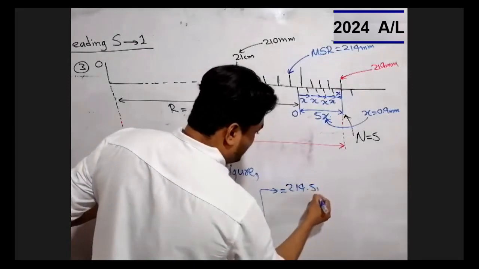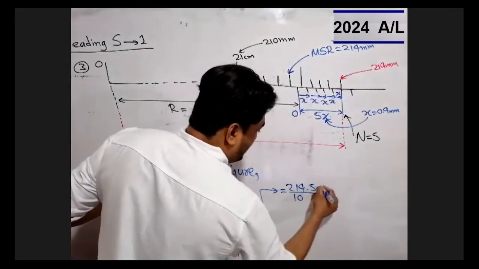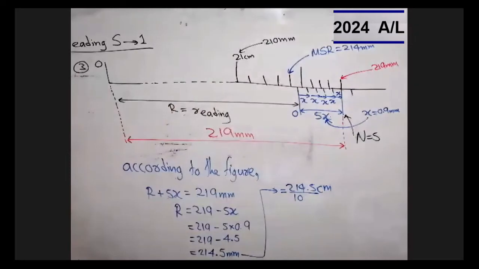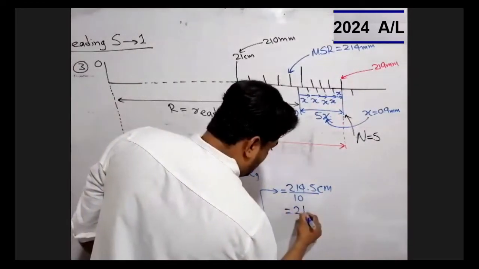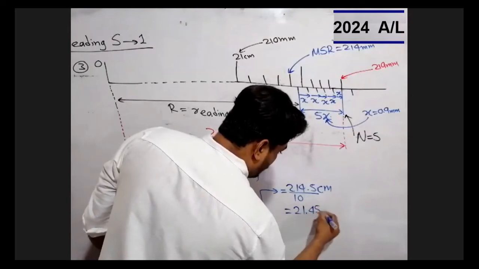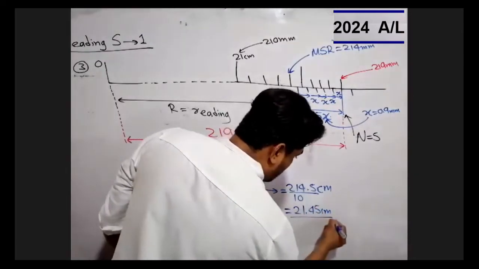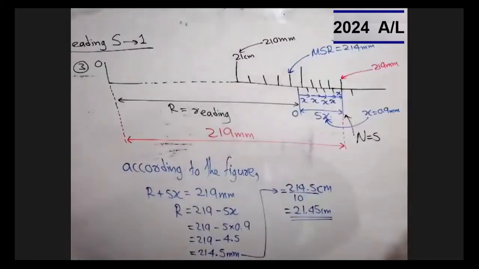214.5 millimeter divided by 10, then millimeter is converted into centimeter. So this is 21.45 centimeter. Who got the answer up to centimeter here? Anybody in the class?